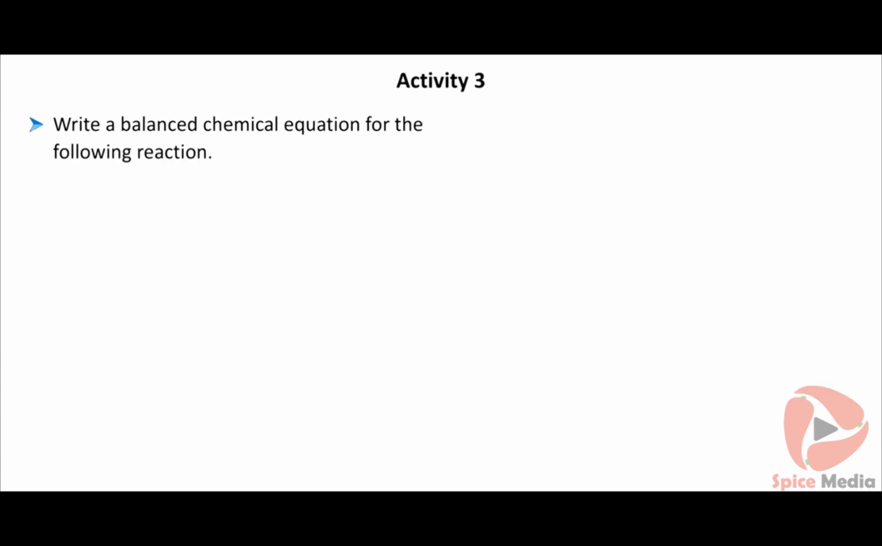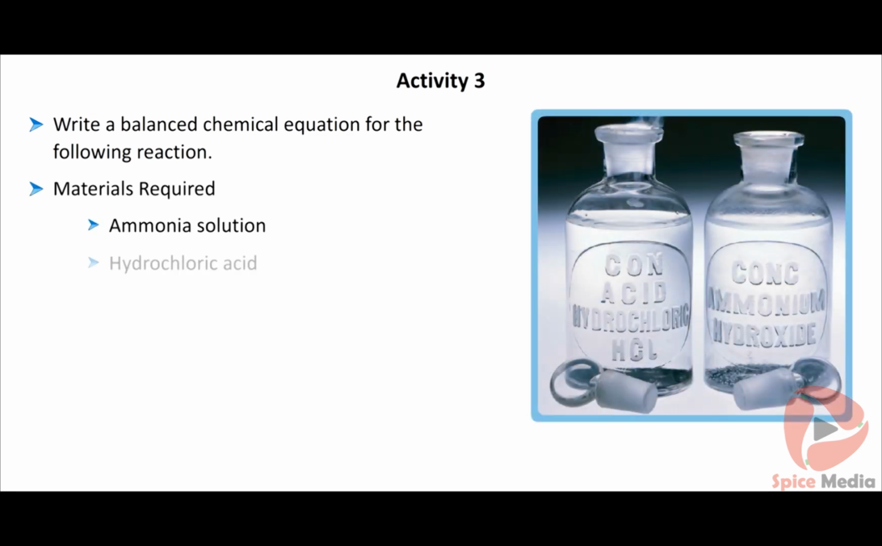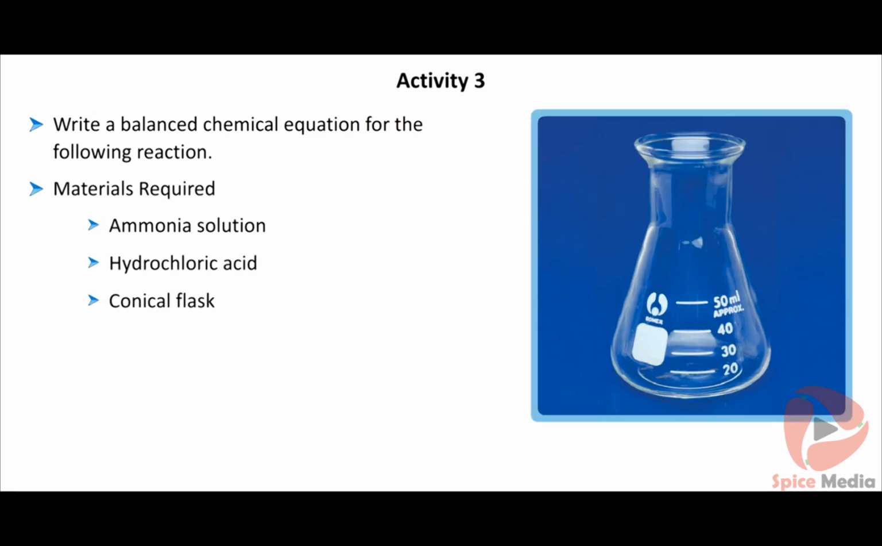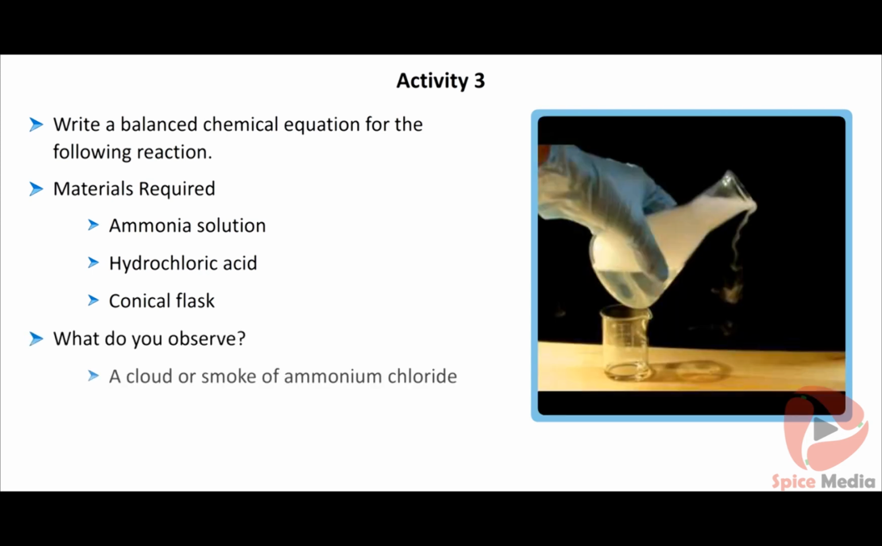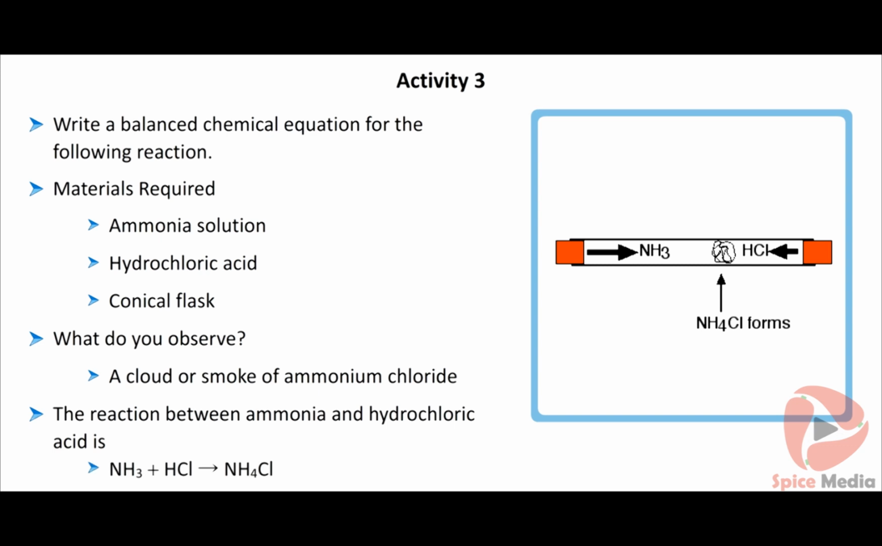Write a balanced chemical equation for the following reaction. Materials required: ammonia solution, hydrochloric acid, conical flask. Procedure: pour a small volume of hydrochloric acid into the conical flask. Pour a small volume of ammonia solution into the same conical flask. What do you observe? The jar is filled with a cloud or smoke of ammonium chloride crystals. The reaction between ammonia and hydrochloric acid is NH3 plus HCl gives NH4Cl.